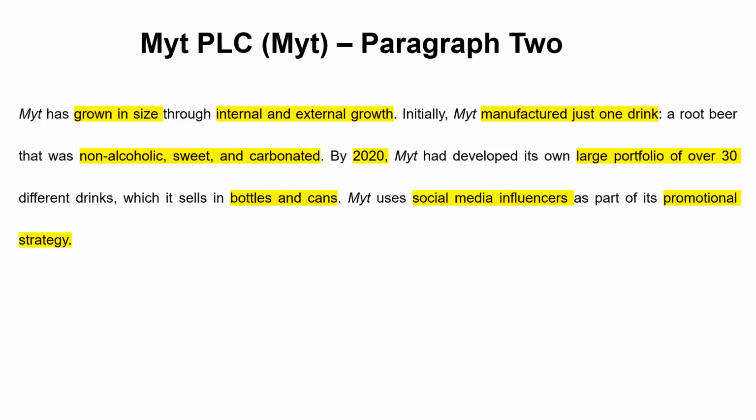By 2020, diversified its portfolio. So, Ansoff Matrix, look at their strategic direction. Look at their portfolio itself. They're constantly innovating. They've moved away from one product. It sells in bottles and cans. Sustainability. Now, introducing social media influencers here. Go back to your marketing in terms of its promotional strategy. So again, lots and lots of clues given to you in terms of direction of travel.